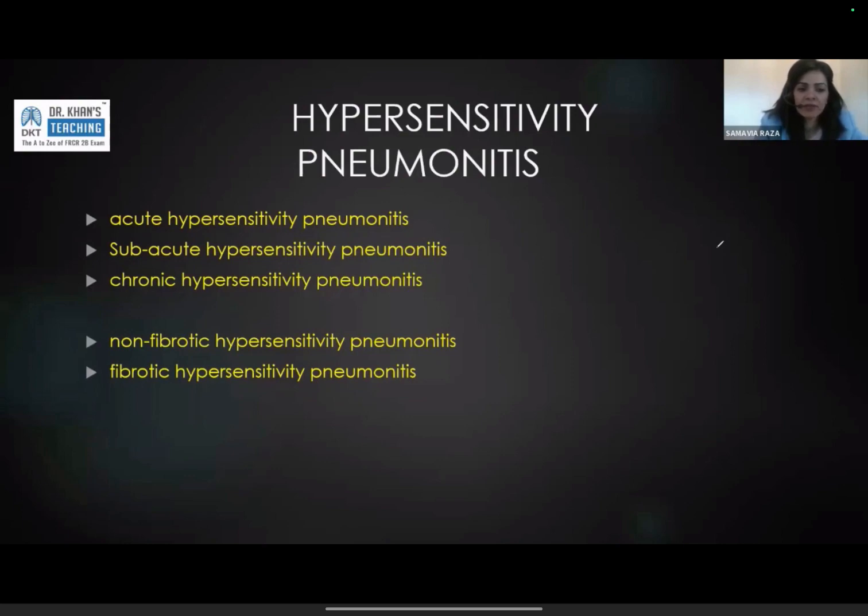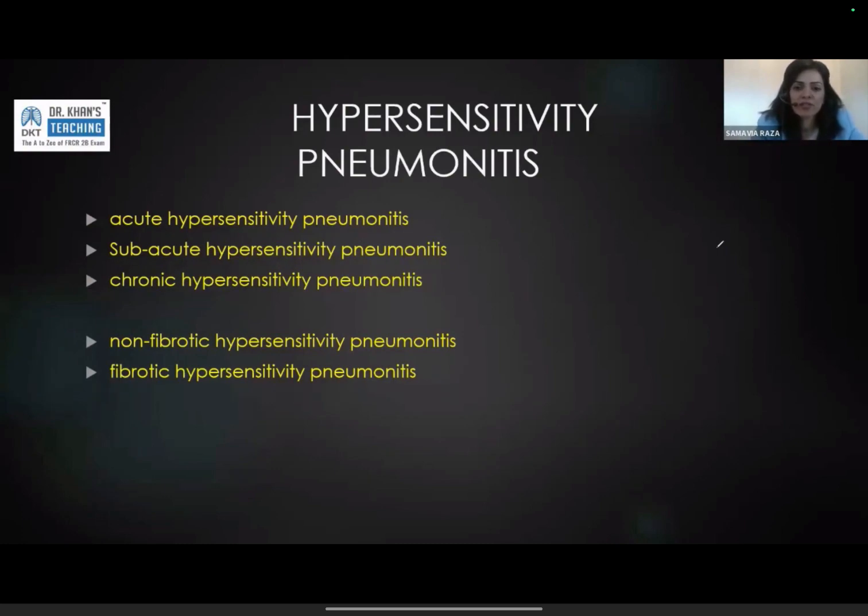Acute and subacute, by definition, are non-fibrotic. By definition, they are reversible. Chronic HP isn't really reversible, but you can have fibrosis in it that is stable. Chronic is synonymous with fibrotic. Acute and subacute is basically the same thing. What is different is the onset.